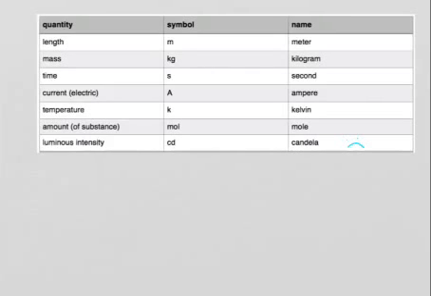And then our other base units are our unit of current, temperature, which is our absolute temperature in Kelvin, and this should be a capital K, sorry, capital K, and our amount of substance in moles. Everything else derives from those.